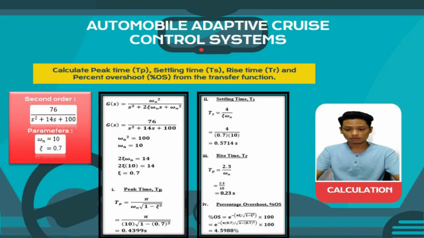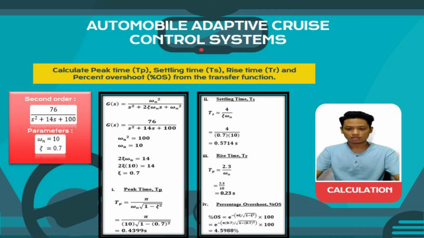To calculate peak time, the formula for peak time is pi over omega n square root of 1 minus zeta squared. So we got 0.4399 seconds for peak time. Next, to calculate settling time, the formula is 4 over zeta omega n. The answer we got is 0.5715 seconds for settling time. To calculate rise time, the formula used is 2.3 over omega n. Then the answer for rise time is 0.23 seconds.